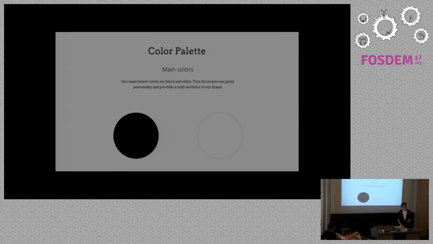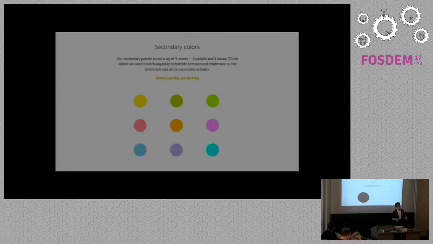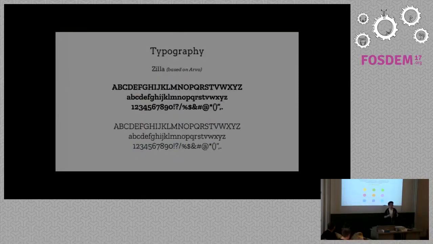We also have now different color palettes, so we are going with black and white with the idea that we have a lot of contrast, we are gutsy, we have a lot of courage for that. But we also have colors, so this will be our new color palette. And this offers a lot of people the chance to play around with different elements for their own communities.